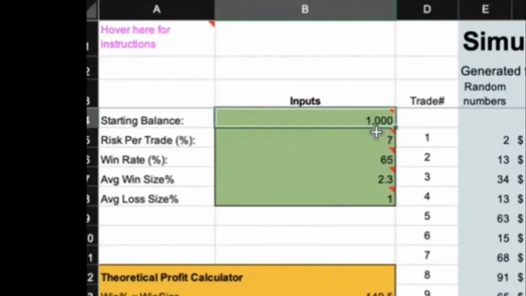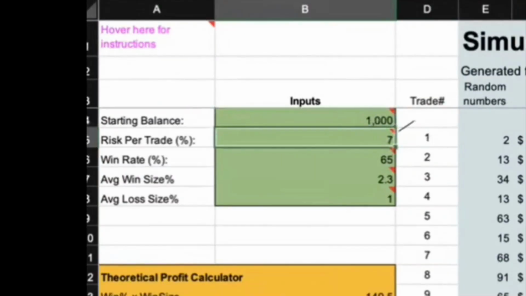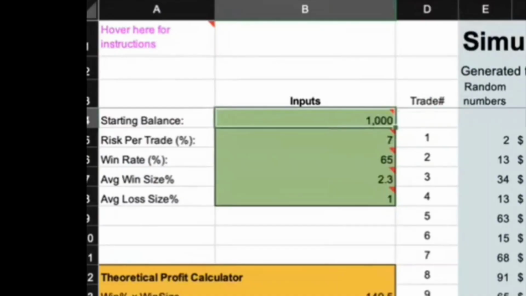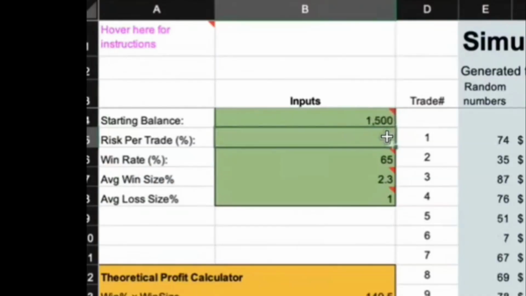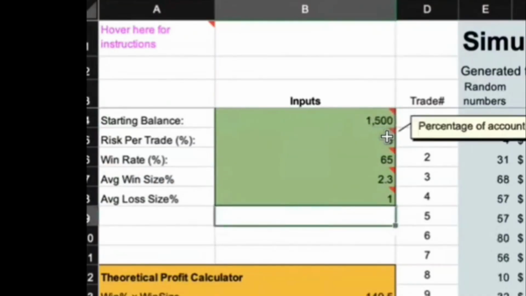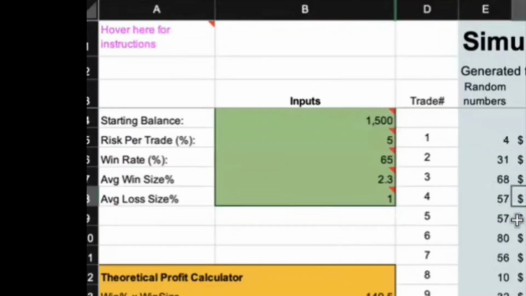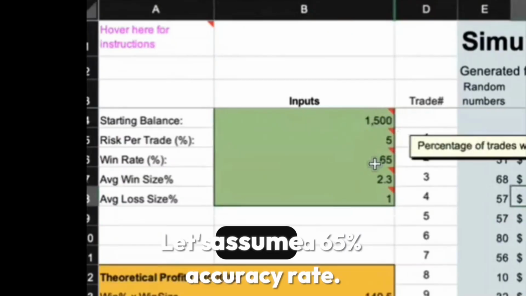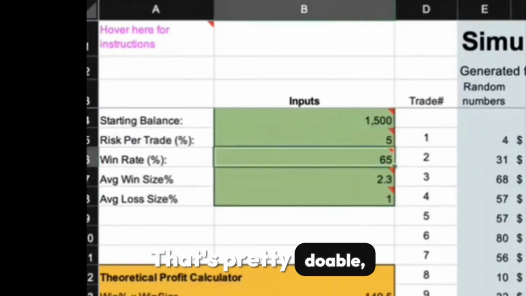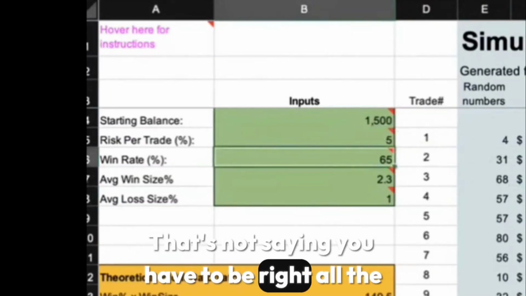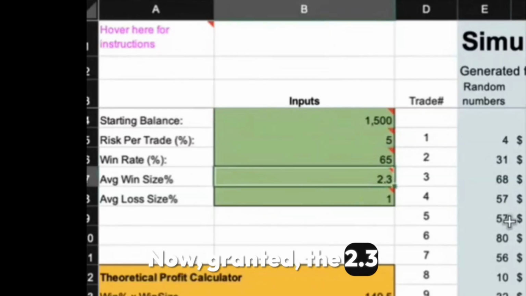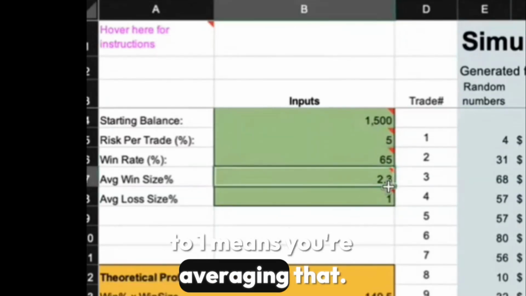Obviously, this is very high risk. We probably wouldn't be doing that, but if you're trading futures, you have to risk a lot. So we're going to say $1,500. We're going to say 5%, because remember, even on micros, you really can't risk a lot less than 5% on futures, because of how they're contracted. For forex, you can. But let's assume a 65% accuracy rate. That's pretty doable, right? That's not saying you have to be right all the time. Now, granted, the 2.3 to 1 means you're averaging that.